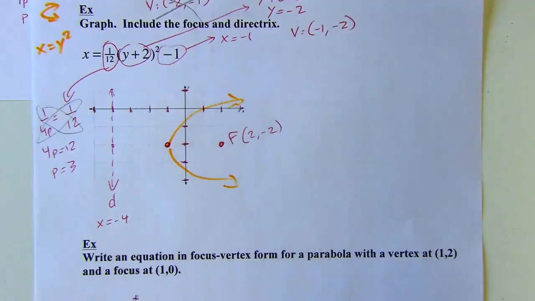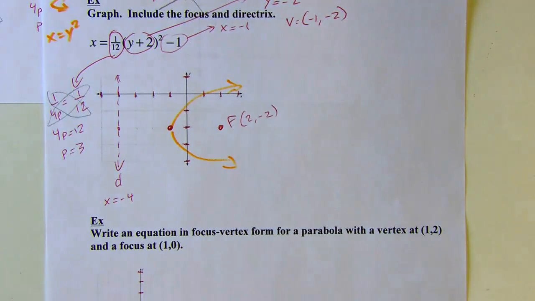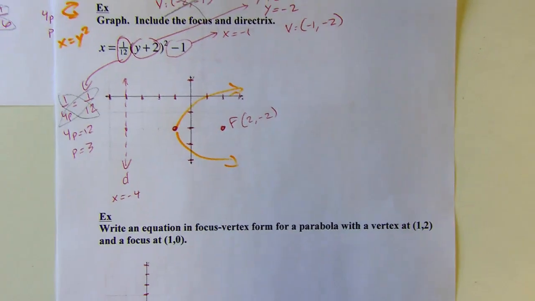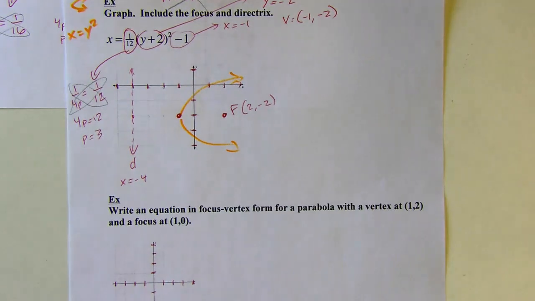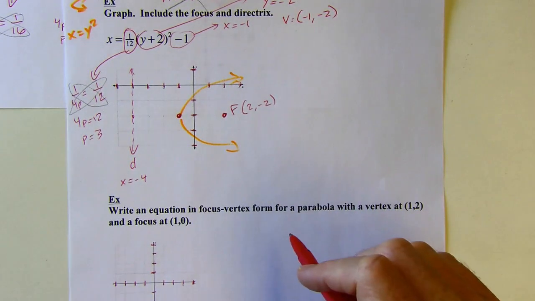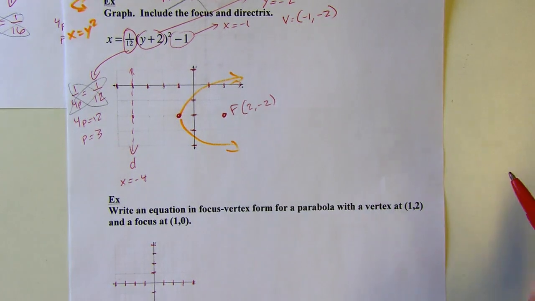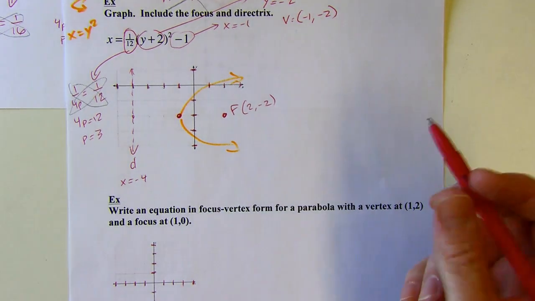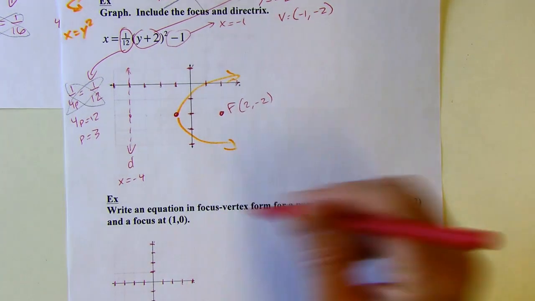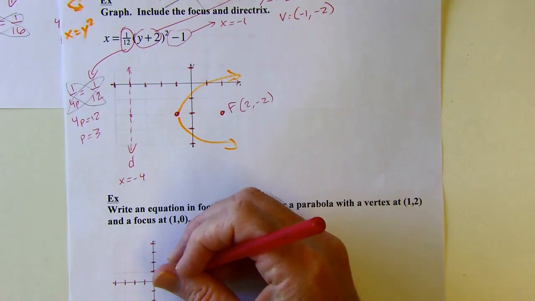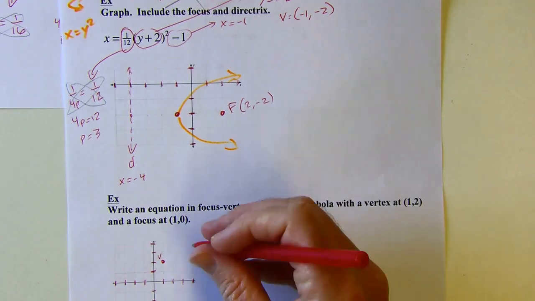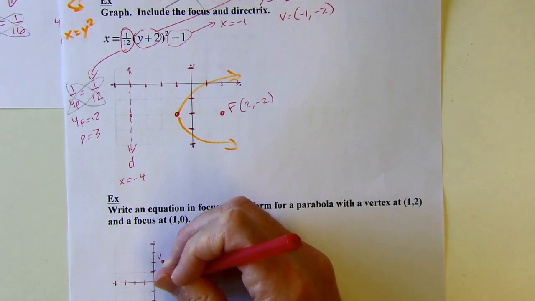So this next one is, I think, a little trickier because this time we're going to write an equation. Okay. So my recommendation when we have to write an equation in focus-vertex form is to plot what you got. Put what you have on a graph. You don't have to. If you can visualize this all in your head, that's great, but I think it makes it a lot easier. Okay, I've got a vertex at 1, 2. There's my vertex, okay? And I've got a focus at 1, 0. There's my focus.